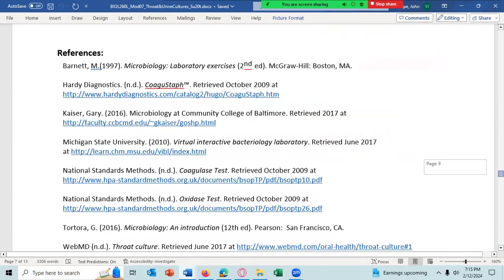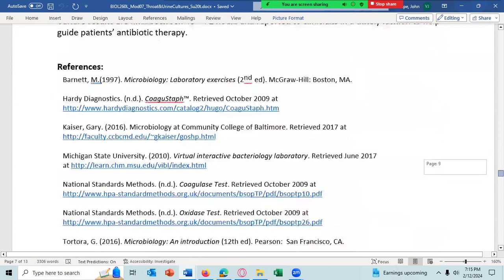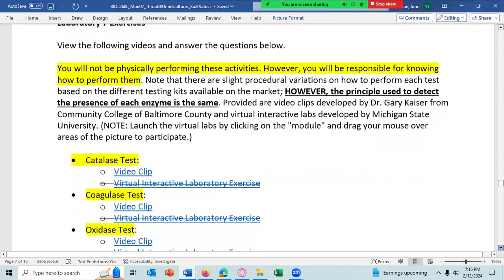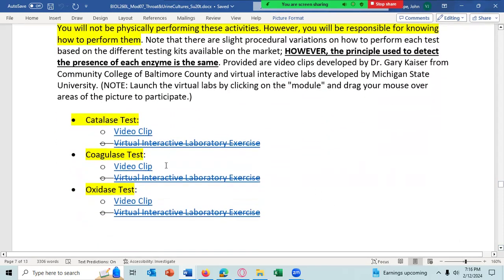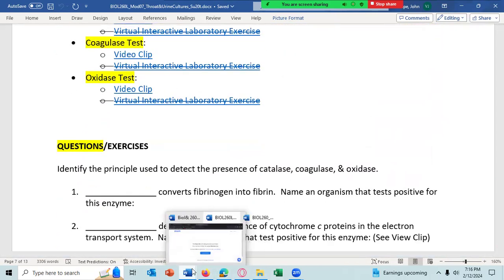All right, you can skip the references. Surprisingly, we don't have terms for this one. You're not going to be physically performing any of these activities. However, you will be responsible for knowing how to perform them. We have a little video on viewing the catalase test, so watch that video. We have a little video on performing the coagulase test, so watch that video. And then we have a video on performing the oxidase test, so watch that video. And then let's go to the worksheet.